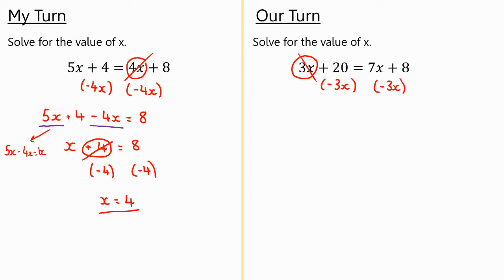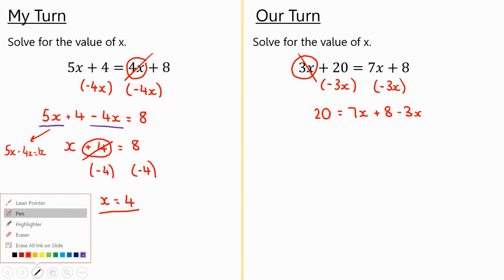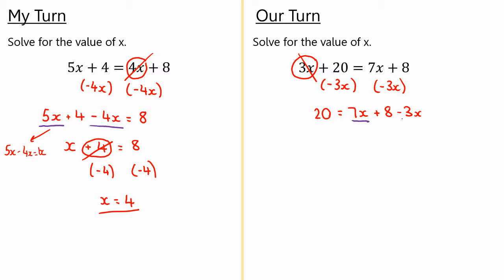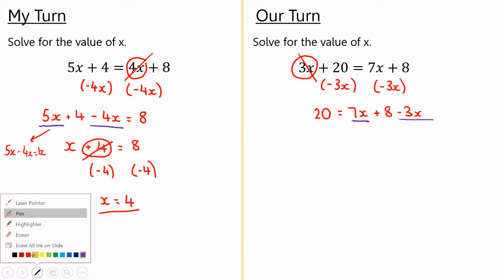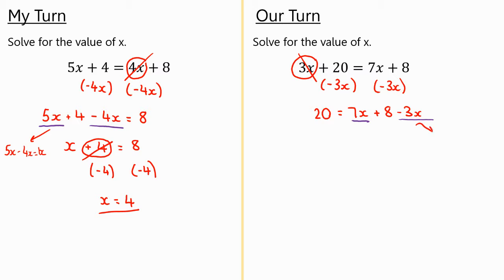When we do that, that leaves us with just 20 on this left-hand side. And on the right-hand side, we've still got our 7x add 8, but we've also got this take away 3x joined. Now, just as I did previously, as these are both x terms, a 7x and a take away 3x, we can collect those like terms to simplify. 7x take away 3x is 4x. So I'm going to rewrite that as 20 equals 4x add 8.